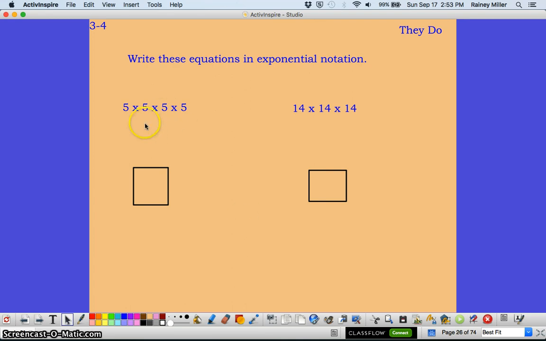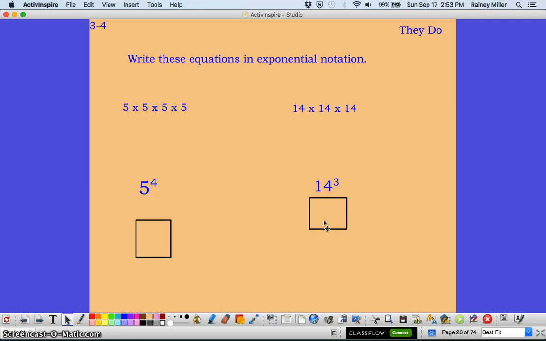Okay. So 1, 2, 3, 4. I have 4 5s, so that's going to be 5 to the 4th power. I have 1, 2, 3 14s, so that's going to be 14 to the 3rd power.